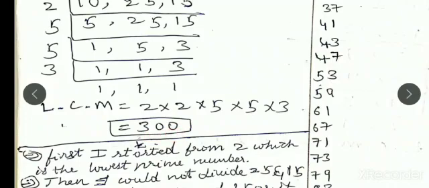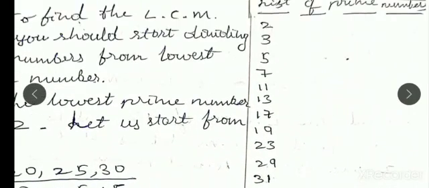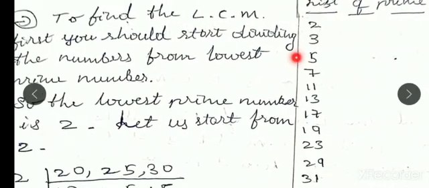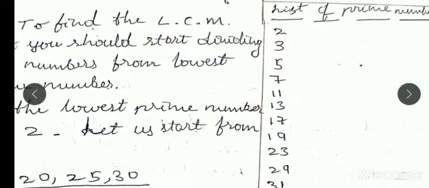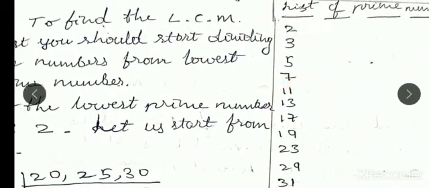First, always note: when finding the LCM, you should start from the lowest prime number, that is 2. When you cannot divide any number by 2, then you should move on to the second lowest prime number, that is 3. And if you cannot divide any number by 3, then you have to move to the third lowest prime number, that is 5. And if you cannot divide any number by 5, then you have to move to the next prime number, that is 7. Like that you have to go.